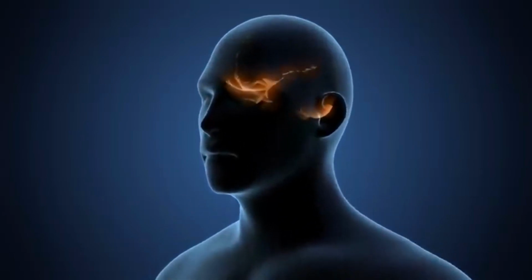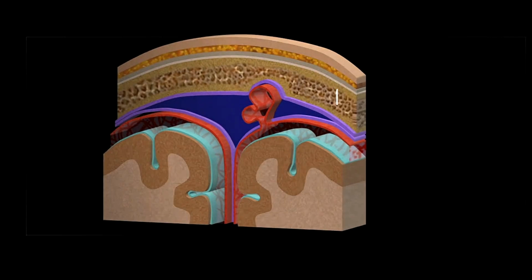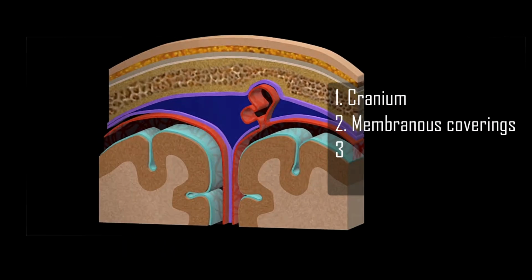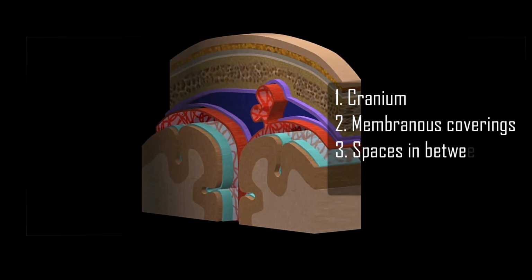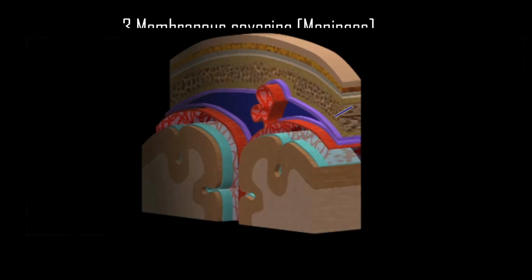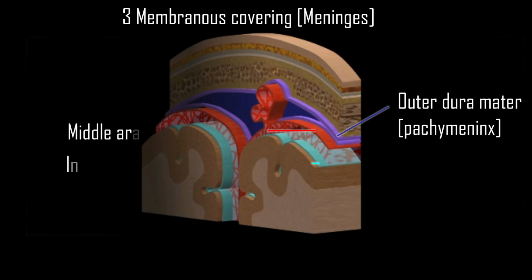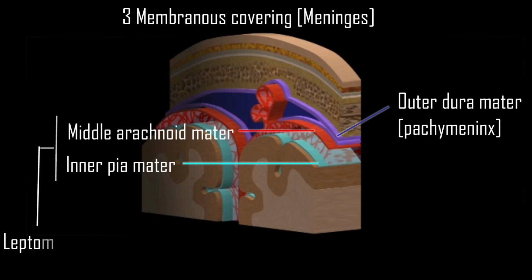The brain is so delicate that it needs to be protected. This is done by the bony covering of the cranium, three membranous coverings, the spaces in between them, and the CSF. The three membranous coverings are the outer dura mater, the middle arachnoid mater, and the inner pia mater, collectively called the leptomeninges.